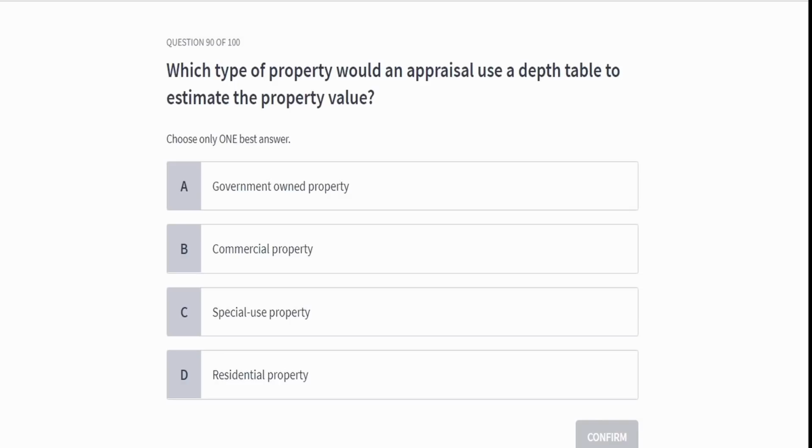All right, question 90. Which type of property would an appraiser use a depth table to estimate the property value? A, government-owned property, B, commercial property, C, special use property, or D, residential property. So go ahead and come up with your answer on this one, starting now.